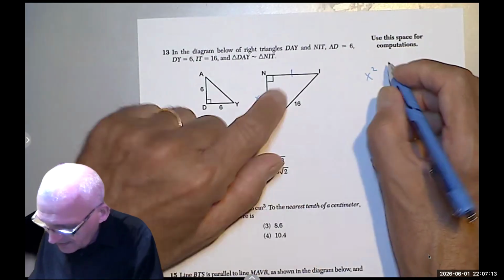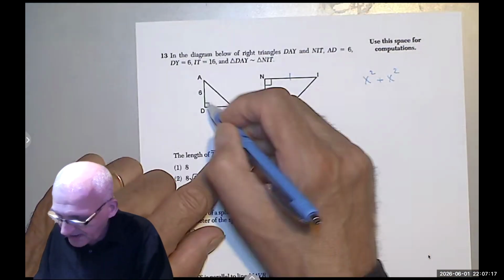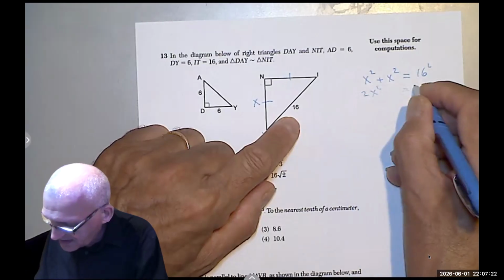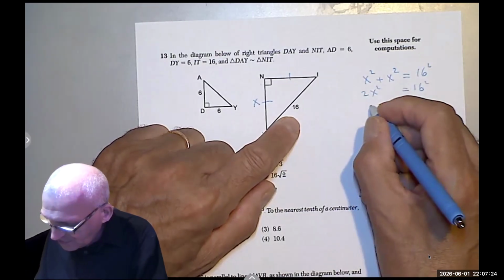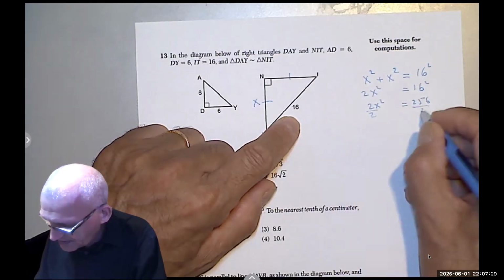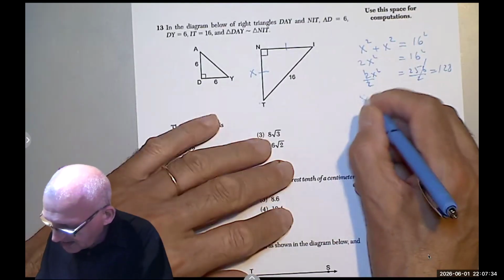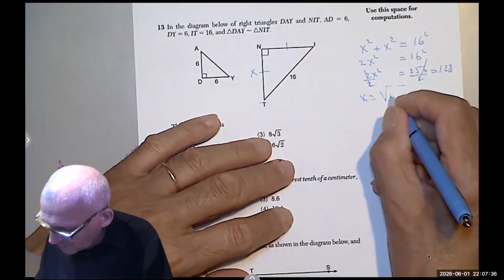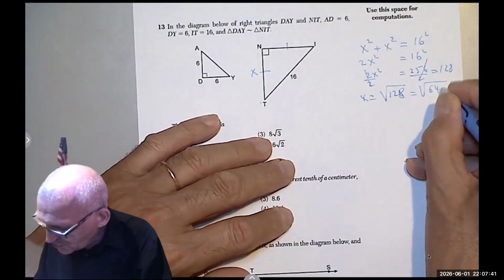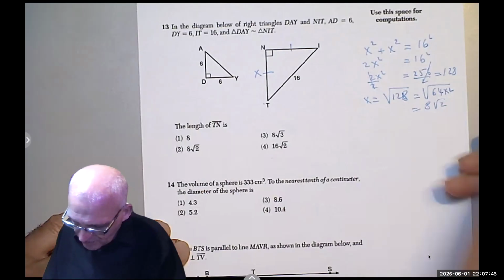x squared plus another x squared equals 16 squared, or 2x squared equals 16 squared. 2x squared equals 256. I divide by 2 on both sides, I get x squared equals 128. So x equals the square root of 128. 128 is 64 times 2. Root of 64 is 8. So 8 square root of 2, which is choice 2.